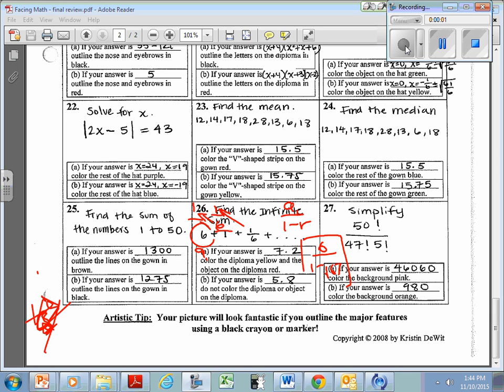Unit 10, final review, page 26. 6 divided by 1 minus 0.167 gives us a 5.8. The A is the 6.